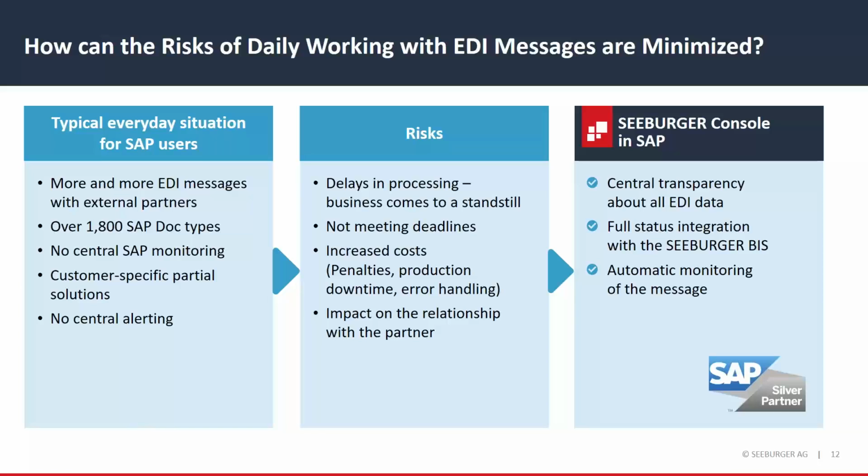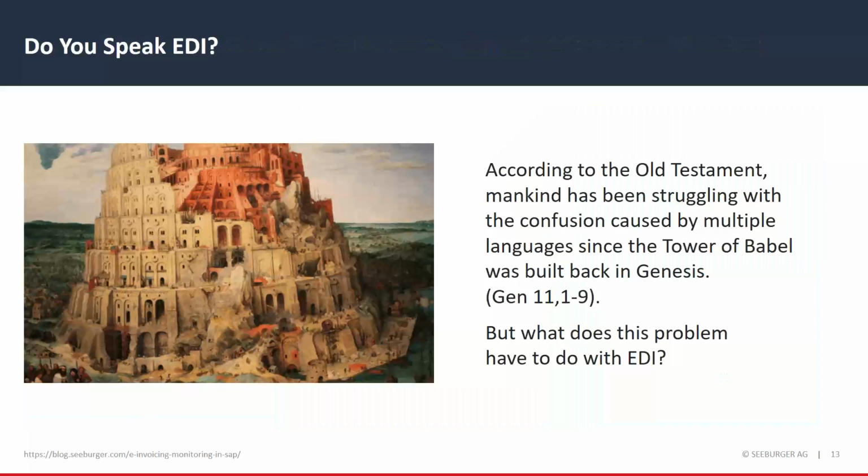The risk, I don't know what branch you are. You see it in the middle. Maybe you have it. It's up to you. I'm not going to read it out. You know your risk better than me. And in order to find a solution, we have the SEEBURGER Console. We have the full connection to the BIS in this case, and we have an alerting monitor. Everything is included in the SEEBURGER Console. But this is not the only thing the SEEBURGER Console is able to do.